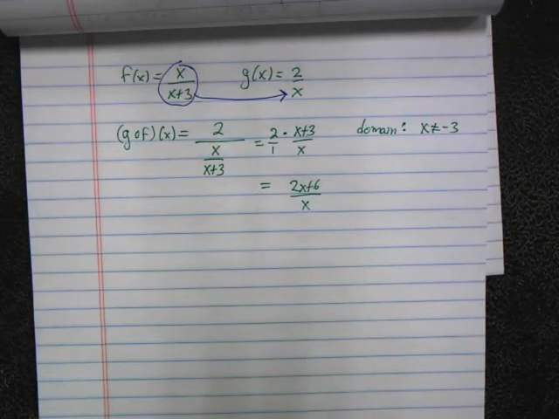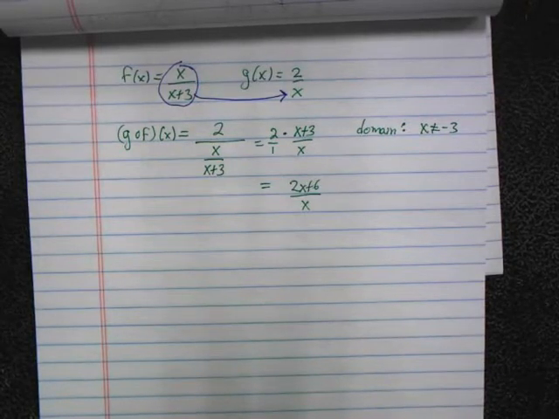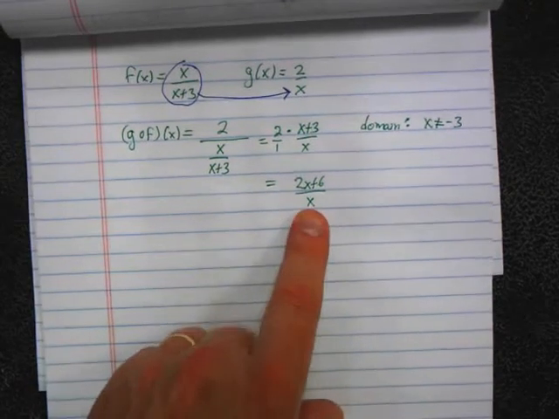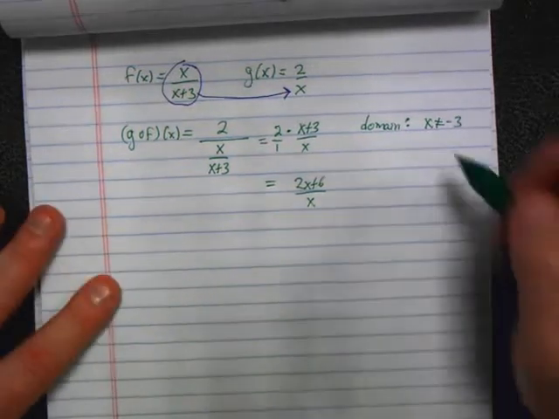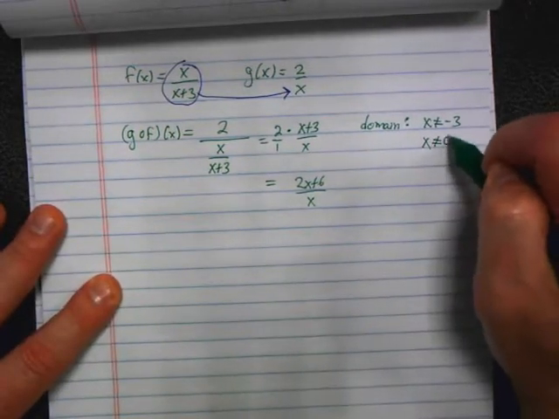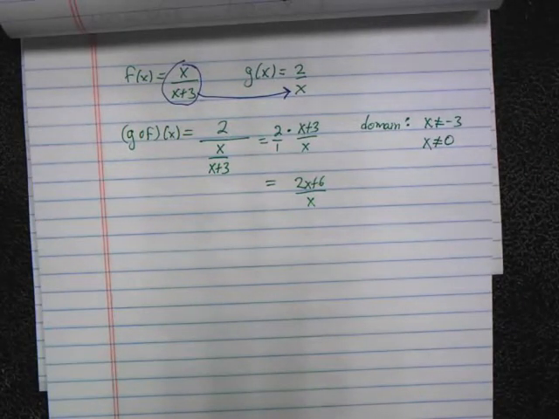Are there any other issues that I need to add concerning my domain? Any other numbers I need to throw away? 0. Why do I need to throw away 0? x can't be 0. You would get 0 on bottom. Questions on that?